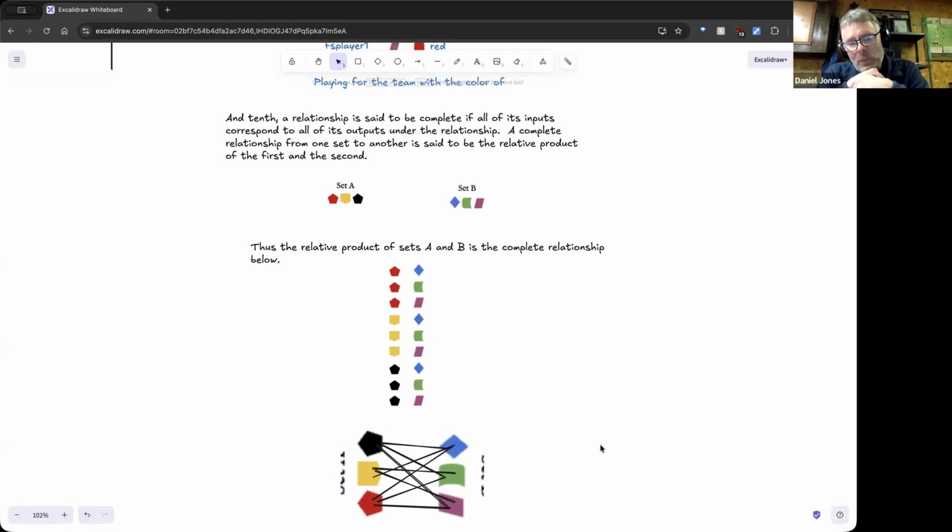And that relationship is the relative product of those two sets. That's what this is defining. And again, we need this in order to give meaning to the Cartesian coordinate system. That's why it's there, which is very, very fundamental in mathematics.